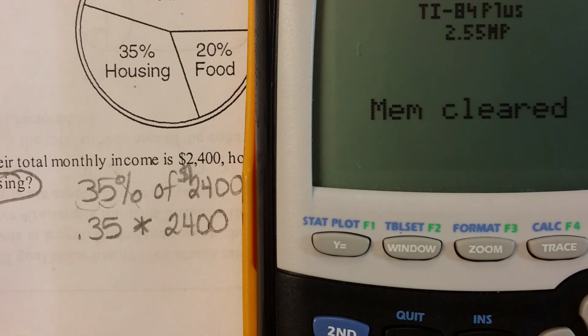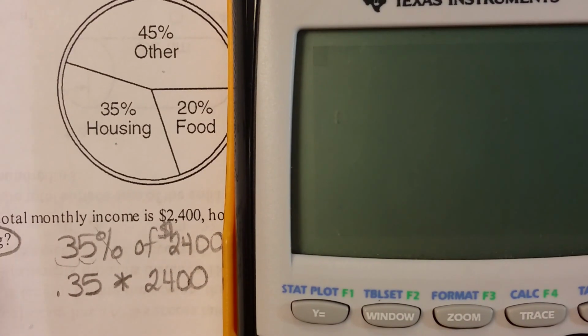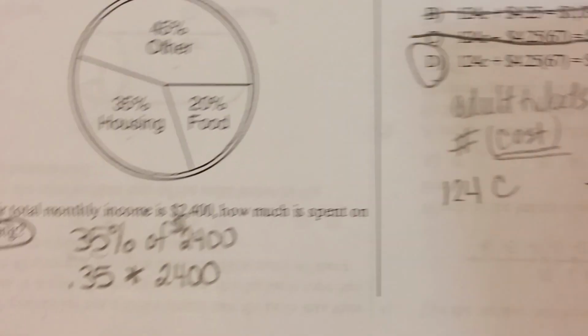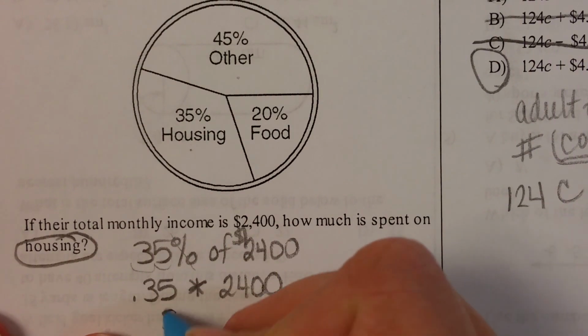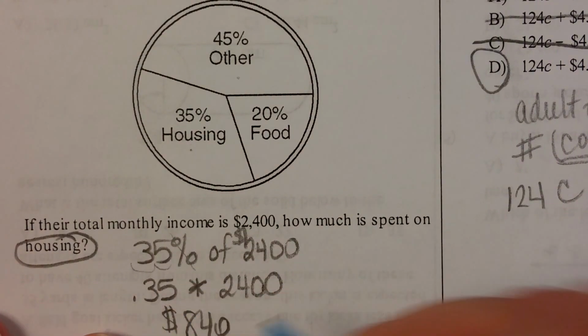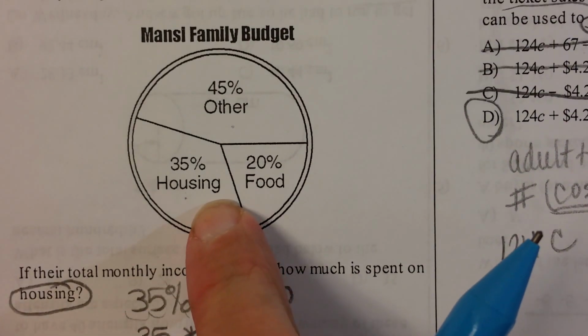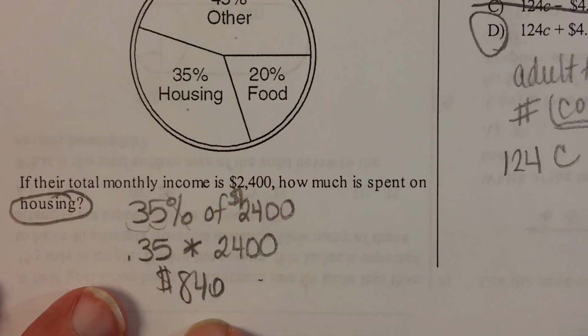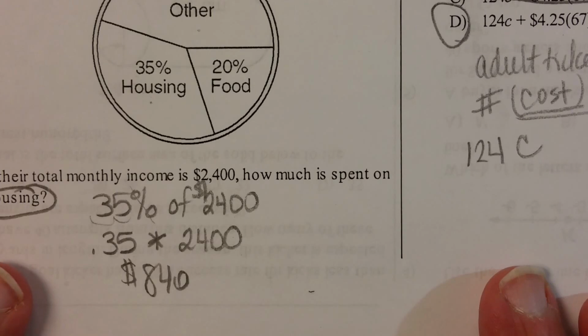So clear off my screen here. 0.35 times 2,400. I got 840. That seems like a reasonable amount of money. $840 is a little less than half. So 2,400 cut in half would be 1,200, and this is less than that, so that seems reasonable.